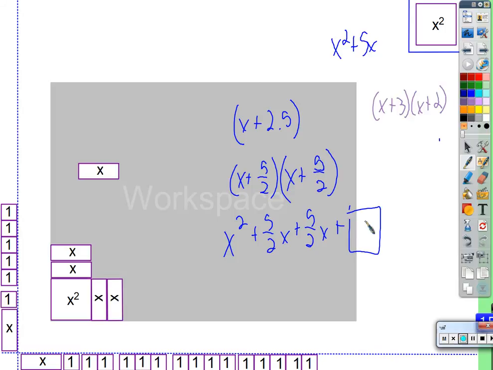So that number is going to come from when we multiply 5 halves times 5 halves. Okay, so that's maybe not the easiest thing to do in our heads. So we'll just write 5 halves times 5 halves there. We get x squared plus 5 halves x plus 5 halves x, or 2.5 plus 2.5, so that would come out to be 5x, plus 5 times 5 is 25, 2 times 2 is 4. So that number that we were looking for from the very beginning was 25 over 4.